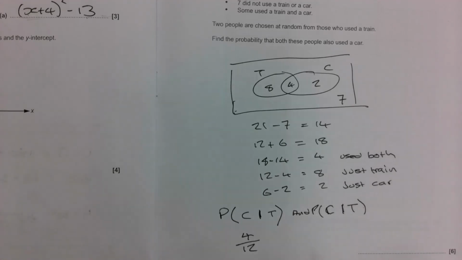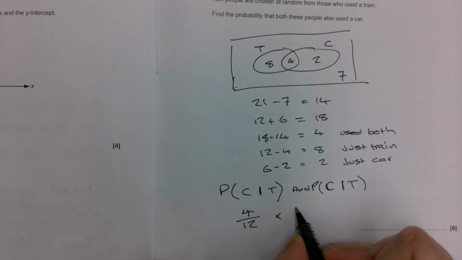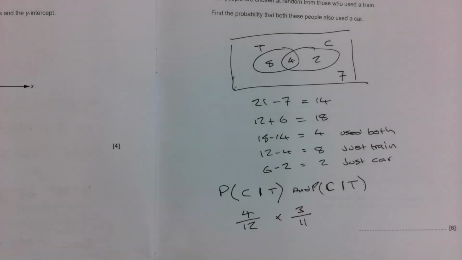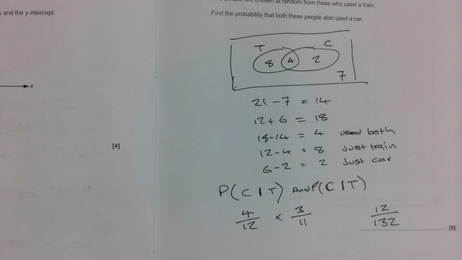We haven't replaced the person though, because we can't pick the same person twice. So this time there are only 11 people, and there are only 3 left that could be by car. So we are going to do 4 times 3, which is 12, and 12 times 11, well 12 times 10 is 120, so we want another 12 on top of that, 132. That's our probability. We could simplify it, but we don't need to because it's a probability question. We don't need to worry about simplifying.